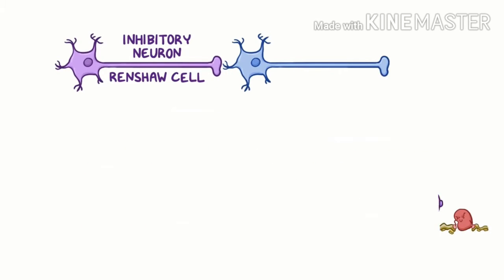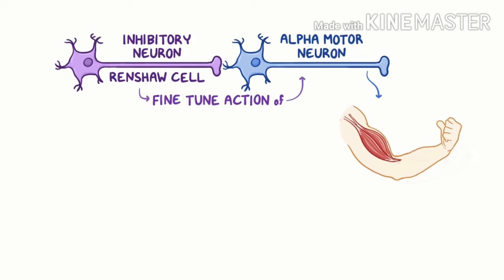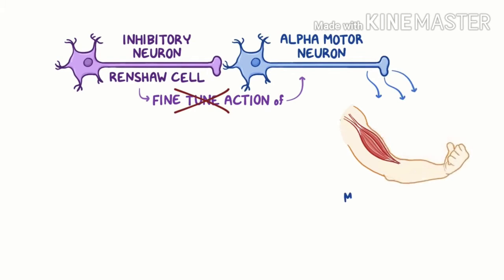The role of Renshaw cells and inhibitory neurotransmitters is to fine-tune the action of the alpha motor neuron, which is in charge of sending the actual signal for contraction to the muscle. In tetanus, Renshaw cells fail to work, and the alpha motor neuron keeps firing without any inhibitory control, causing muscle rigidity and spasm.